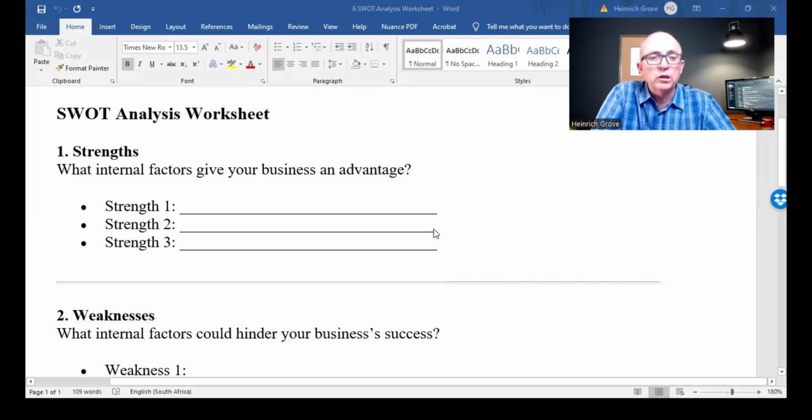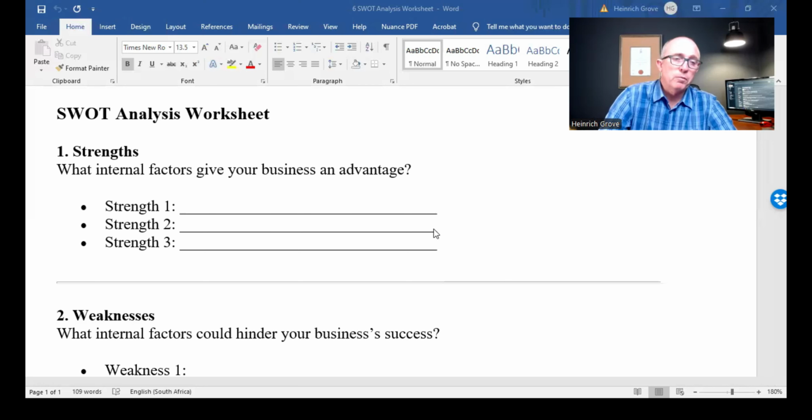The first thing is, what internal factors give your business an advantage? So you list your strengths. For me, it's good relationships, always making sure my clients are compliant, making sure that I return phone calls, making sure that I'm prompt with my inquiries and stuff. So I would say that is probably some of my strengths. Like I said, your strengths might be something different.